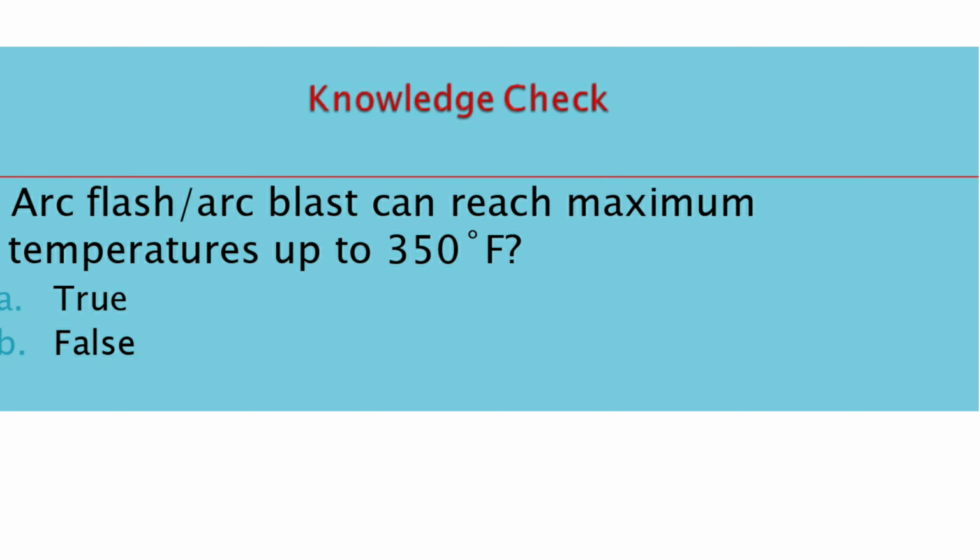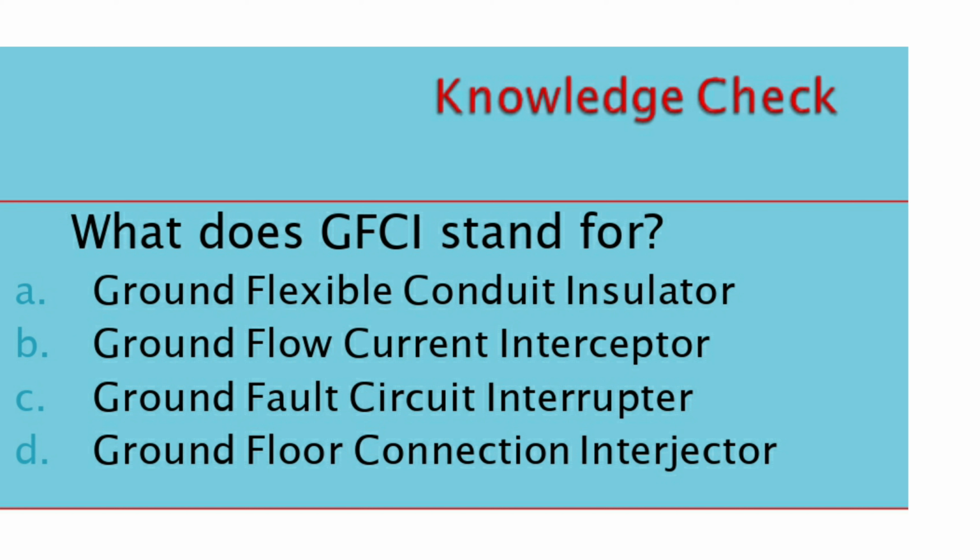Arc flash. An arc blast can reach maximum temperatures up to 350 F. A. True. B. False. Answer. B. False. Temperatures can reach up to 3500 F.